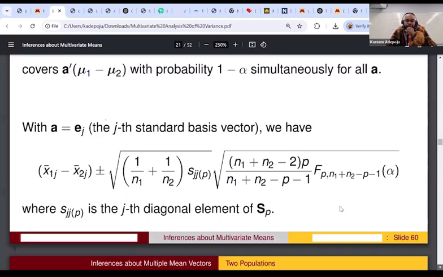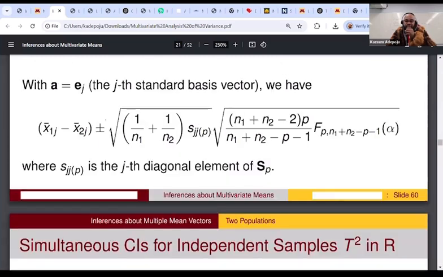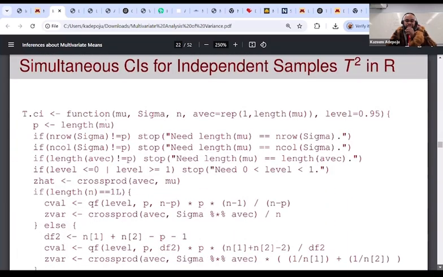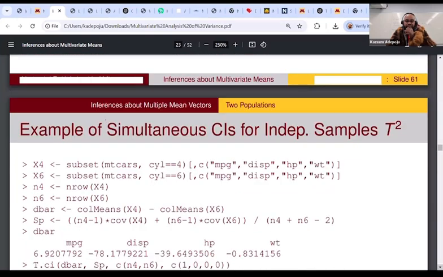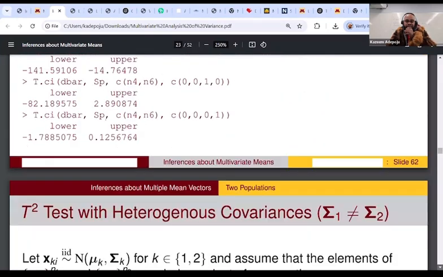Now, you can see that, and this is the code in R. I will advise that you revisit the code in R. Okay, we got a lot here. That's the code in R.